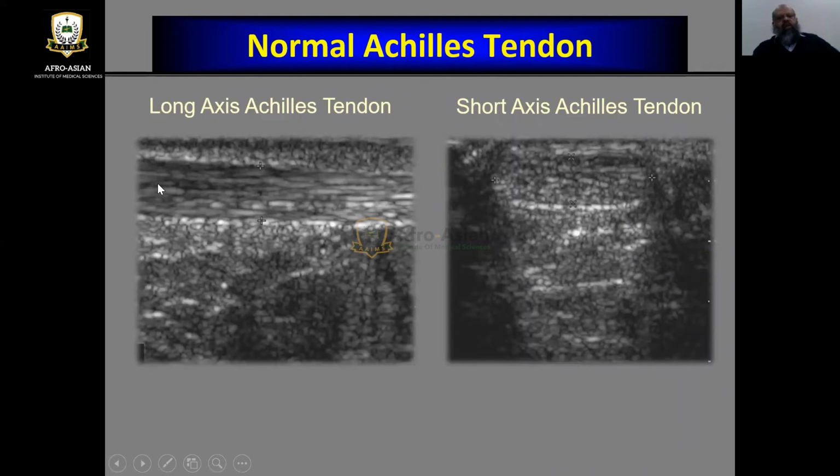So here we can see the longitudinal view. This is the width, and these are the fibers, subcutaneous fat. This is the tendon. Here is a cut section of the tendon taken in the transverse view. So you can see it is a broad tendon. And the longitudinal fibers are evident, that it is fibrillar in pattern.